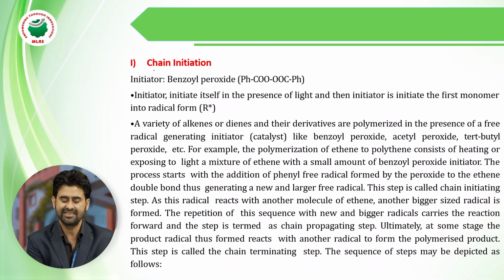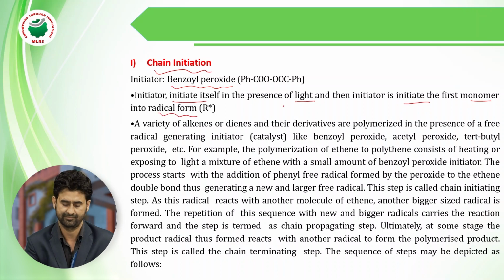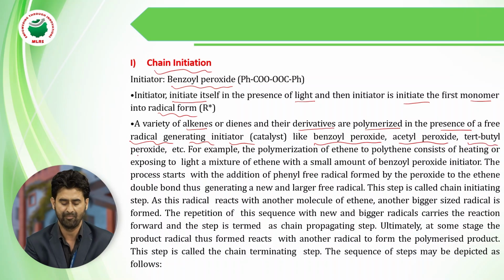The first one is chain initiation, that is, we use the initiator, that is benzoyl peroxide. The initiator initiates itself in the presence of light, then the initiator initiates the first monomer to form a radical. A variety of alkenes and their derivatives are polymerized in the presence of free radical generating initiators like benzoyl peroxide. We can use acetyl peroxide. We can use tert-butyl peroxide.